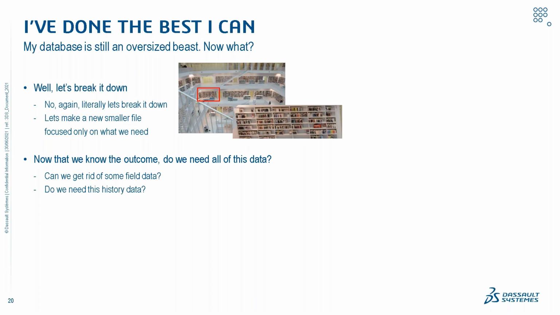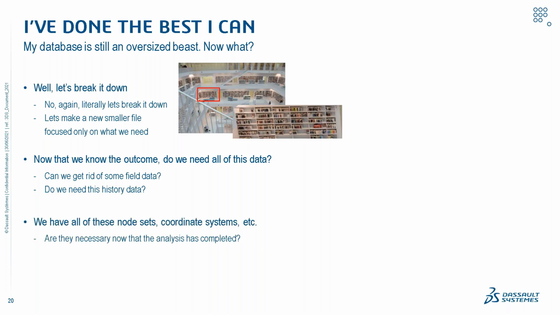I've taken a look at the results. My artificial energy is where it needs to be. It's very small compared to my internal energy. My kinetic energy is low. I've made the assumption that we're quasi-static and my kinetic energy is low compared to all the internal energy. So, you may just want that to have a quick check, but you don't actually need to keep it. You don't need to load it every single time. We have all of these node sets, coordinate systems, all of this other information that, again, I may not need. That might have been necessary for the analysis, but I may not need this for my post-processing.